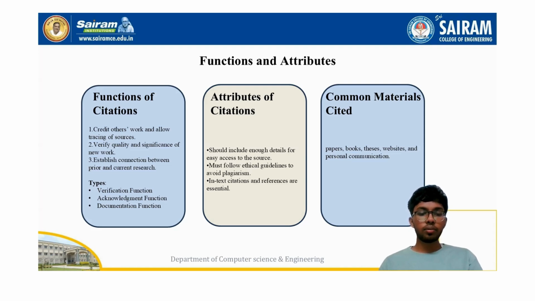For example, if we are writing about the impact of social media on youth behavior, we can use a study by John Doe of 2019. Your citation shows that the idea came from this work. Common materials that we cite are papers, books, theses, websites, and personal communication. From these we collect the information and cite it. So these are the common materials, and this is all about functions and attributes.